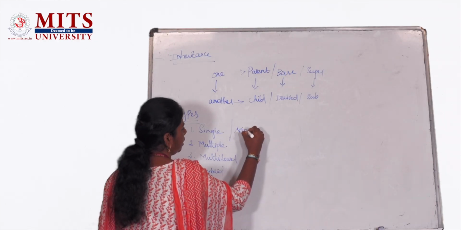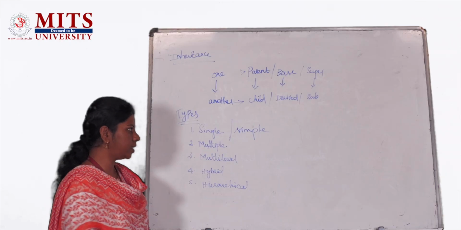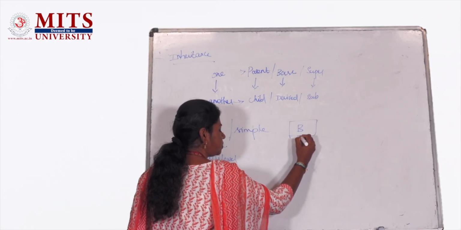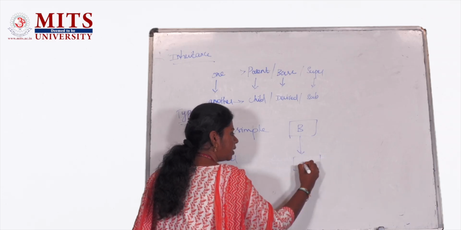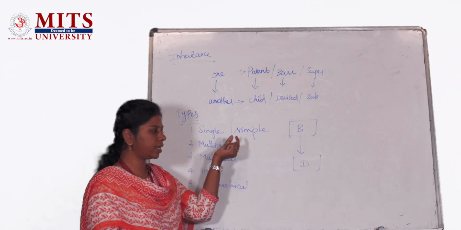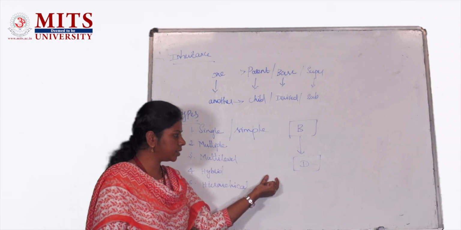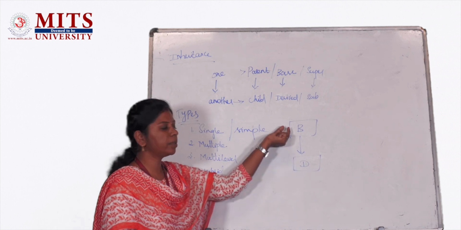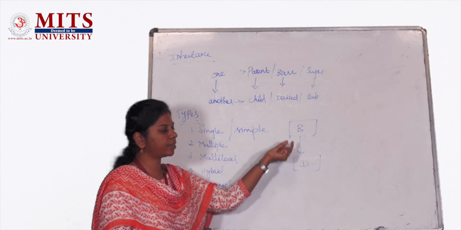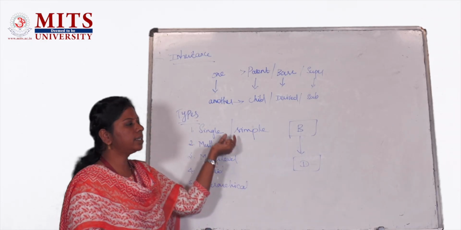The single inheritance is also referred to as a simple inheritance, because here we are using only one base class and then only one derived class. That's why this single inheritance is called a simple inheritance. The process of deriving a subclass from a single base class. This is about our single inheritance.